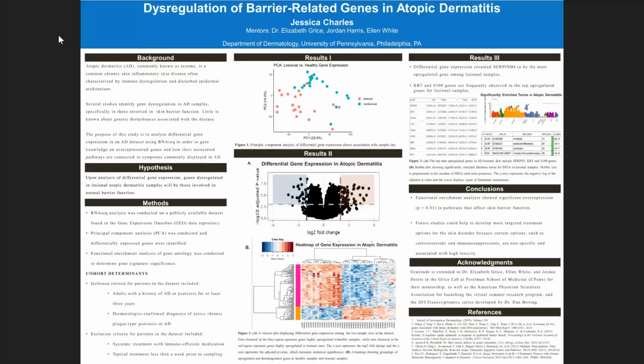Everyone, my name is Jessica Charles, and the title of my project is Dysregulation of Barrier-Related Genes in Atopic Dermatitis.